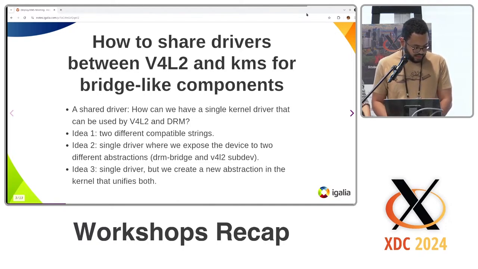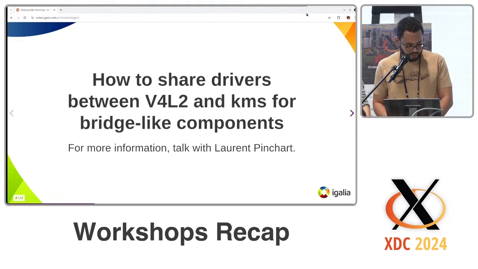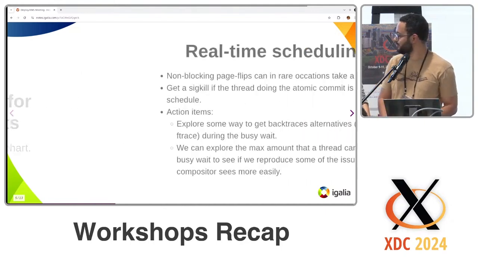Option number two is we can have a single driver where we expose the device to two different abstractions, DRM bridge for DRM and V4L2 subdev for Video for Linux. It is simple, but requires two different abstractions on top of the same device. And idea number three, we still have a single driver, but we create a new abstraction in the kernel that unifies the DRM bridge and the V4L2 subdev. The downside of this is we have a lot of work to get this design accepted, and we also have to migrate from other hardware, which can be a challenge. But this solution looks like possibly a good one. If you want to discuss more about it, please follow up with Laurent Pinchart. So, yeah, next one.